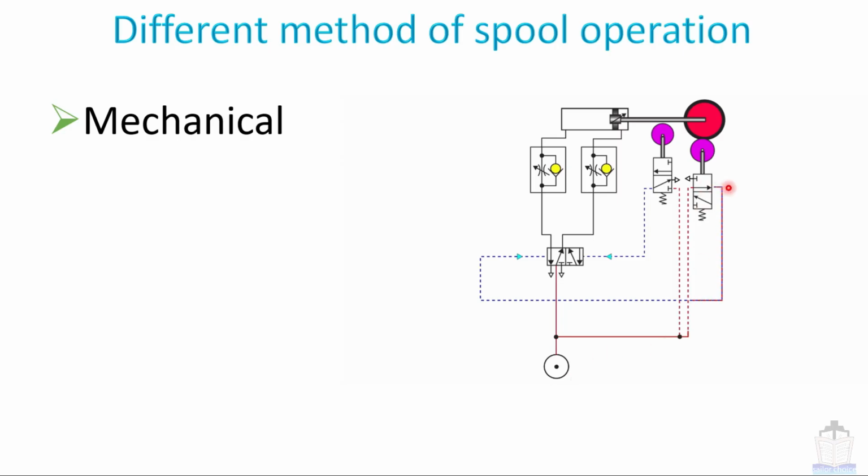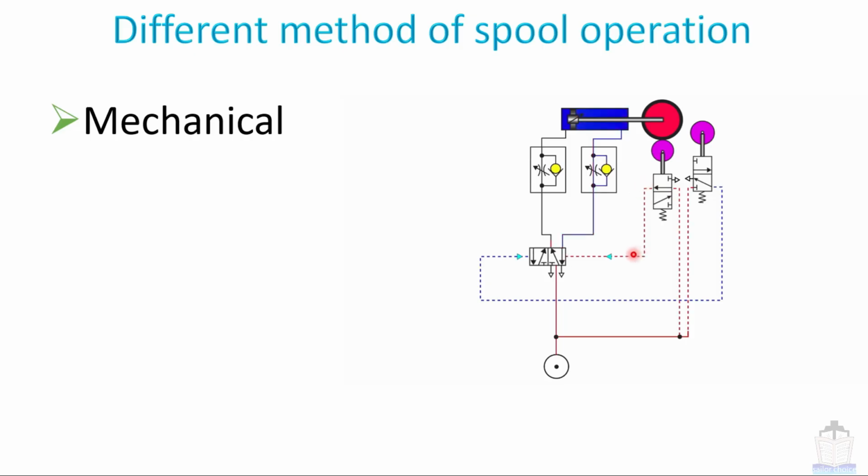Now pilot air is going here because this valve is operated, and air is going through here and it is acting on the piston. Now as this cam moves, this valve is getting operated. Now pilot air will flow like this and it will change the direction of air. Now air will go like this and it will again push the piston back to its original position.